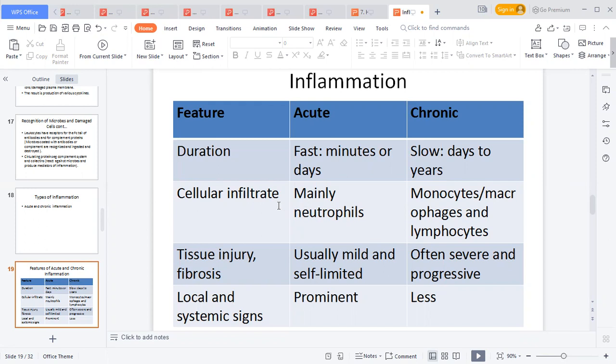How about the cellular infiltrate? Which cells are there in the acute and the chronic? In the acute, we've got mainly neutrophils. Remember, neutrophils are part of the white blood cells, which come from the suspended elements. Among the white blood cells, the common ones are neutrophils. So whenever there's an infection, they will be there because there are a lot of them in the blood. They will be the first ones to reach the tissue.